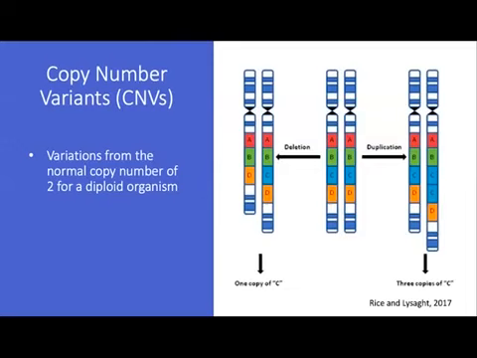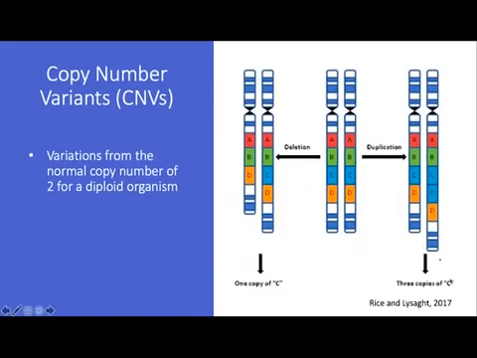Copy number variants are a significant source of human variation and have been found to be clinically relevant to phenotypes such as cancers and neuropsychiatric disorders like autism, schizophrenia, bipolar disorder, and epilepsy. CNVs are variants where the copy number differs from the normal copy number of 2 for a diploid organism. In this diagram, to the left you can see a heterozygous deletion of C resulting in a copy number of 1, and to the right you can see a heterozygous duplication of C resulting in a copy number of 3.